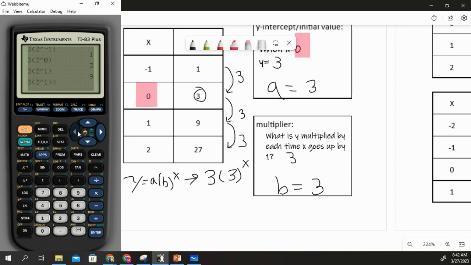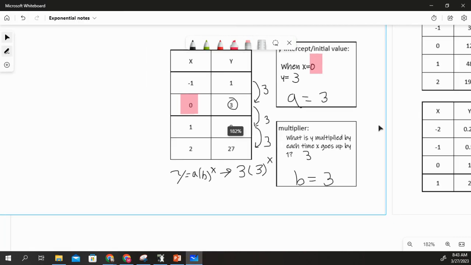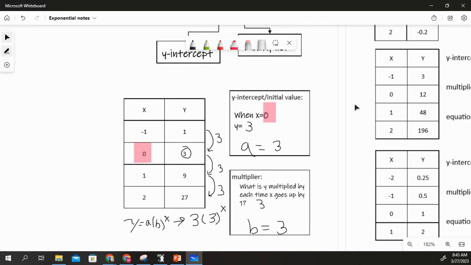And all of these have been working out pretty well. But let's just check out 2 just to make sure. 27. You could also pop this equation into the y equals menu to see if your chart matches up with there. And that's about it. So let's do a couple of these to get you used to the process.